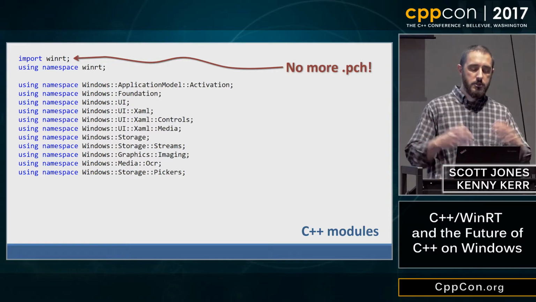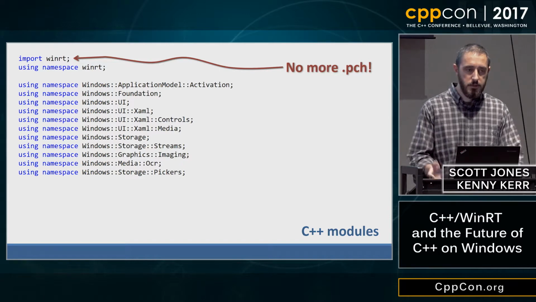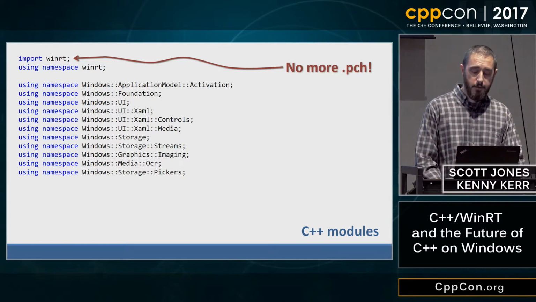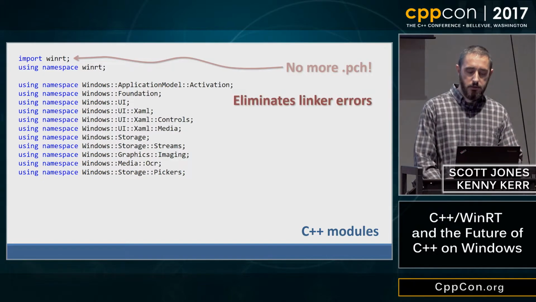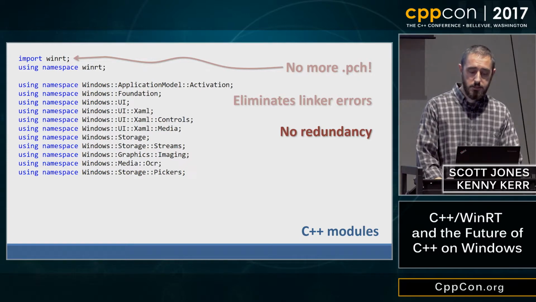Now, perhaps XAML gets enormous in the future, and we might have a WinRT.xaml just for them, similar to the way that the standard libraries are, creating subsets of names of modules. But it eliminates all the linker errors. There's no redundancy. You just declare the namespaces that you'd like to actually use.